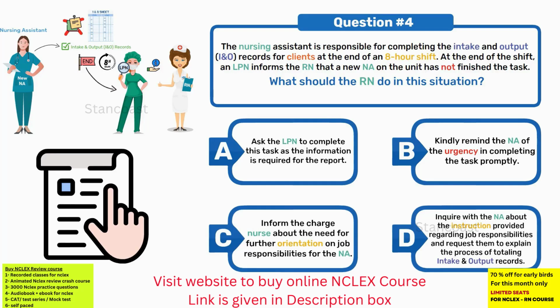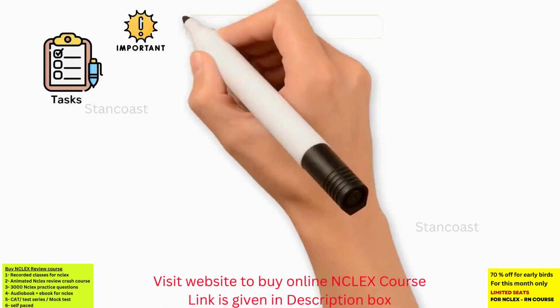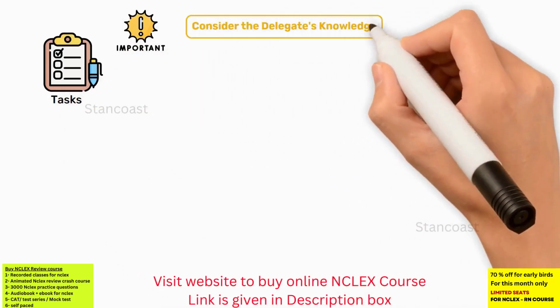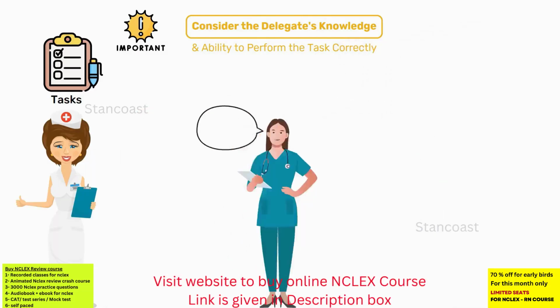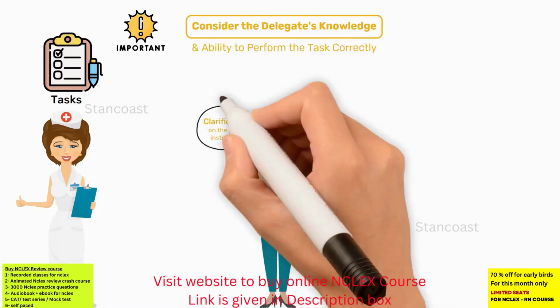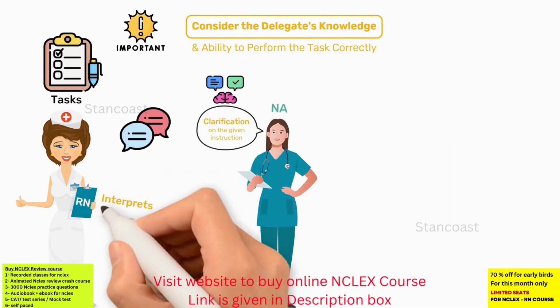The answer is D. Inquire with the NA about the instruction provided regarding job responsibilities and request them to explain the process of totaling intake and output records. When assigning tasks, it is important to consider the delegate's knowledge and ability to perform the task correctly. It may be helpful to ask for clarification on the given instruction to better understand what the NA was told and how the RN interprets the task.